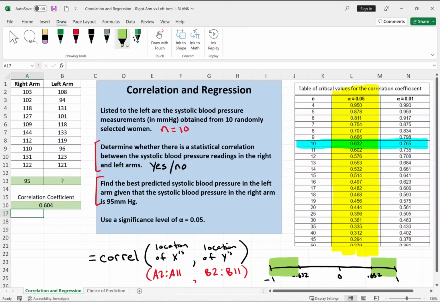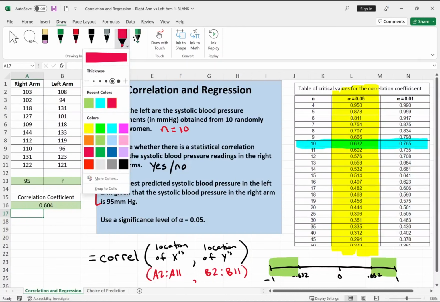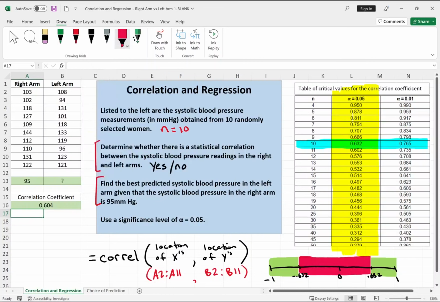So there's our yes range, and let's see if I have a red. Oh, yeah, I have a red. There's our no range, and in this case, our correlation coefficient of 0.604 falls in the red range, or the no range. So let's put right here r equals 0.604. So the answer is no.